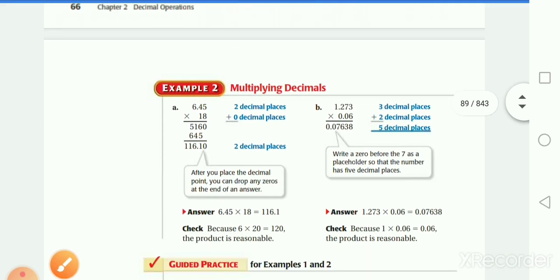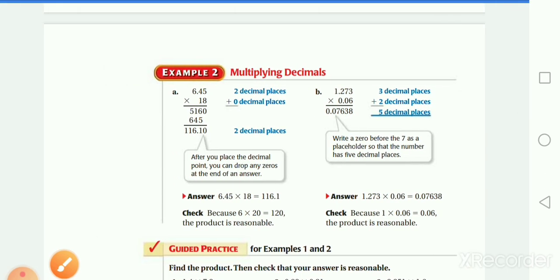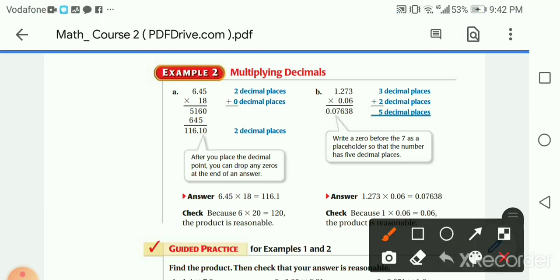Okay, my dear students, here multiplying decimals again. I have here 6.45 times 18. Multiplying decimals with whole numbers, I can multiply and then add the decimal places. In the first one I have 2 decimal places, and in the second one I have 0 decimal places. So the total will be 2 decimal places.